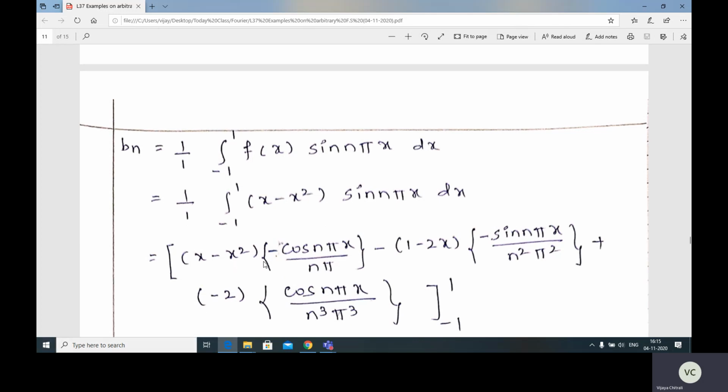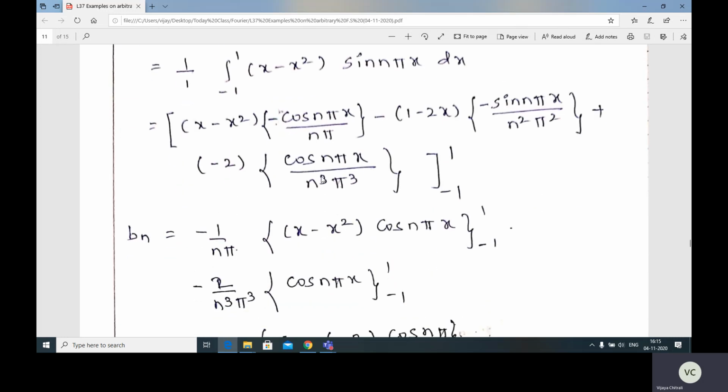Now x minus x square, and integration of this sine is minus cos n pi x divided by n pi, minus derivative of this, x minus x square, is 1 minus 2x. Integration of this is minus sine n pi x divided by n square pi square, and derivative of 1 minus 2x is minus 2, and integration of minus sine n pi x divided by n square pi square is cos n pi x divided by n cube pi cube, and derivative of this constant is 0. 0 into something is 0.